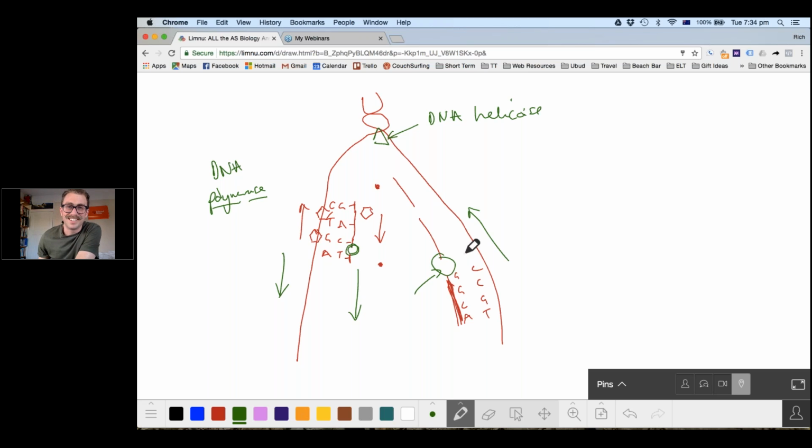Any questions? I mean, those are the major points on DNA replication. Remember, I went through it already. DNA helicase unzips and breaks the hydrogen bonds. Free nucleotides are added. DNA polymerase joins the nucleotides to form phosphodiester bonds. Both strands are copied.